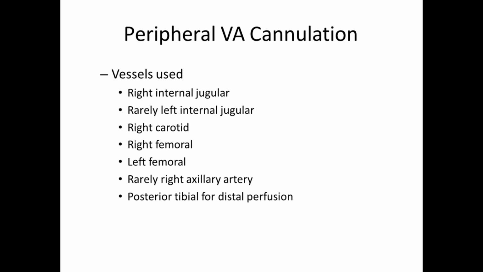Most of the time in the ICU, what we are going to do is peripheral ECMO. So you have to use vessels from either the right atrial jugular vein, or the left jugular vein very rarely, right carotid, right femoral, left femoral, right axillary artery, or posterior tibial for distal perfusion.